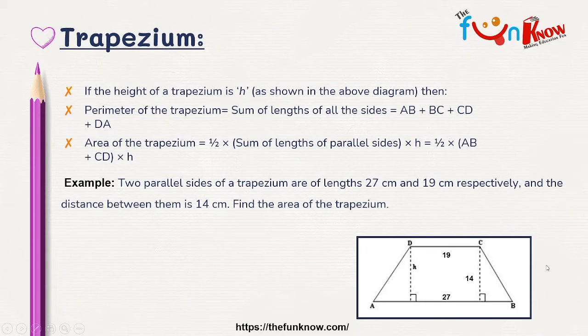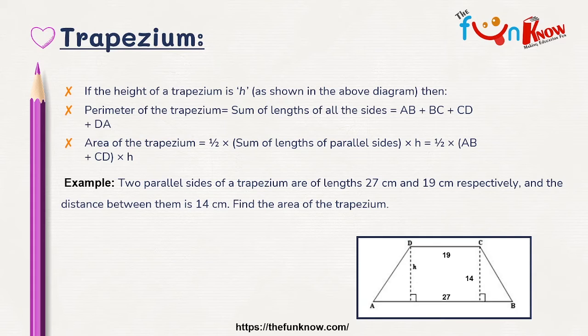So you can consider, as per the figure, there are 4 sides: AB, BC, CD, and DA. So these are the 4 sides. The perimeter of trapezium itself says the sum of all 4 sides will give the perimeter of trapezium. So you just have to add up these 4 sides, whatever the length of those 4 sides is, and then you will get the perimeter of trapezium.